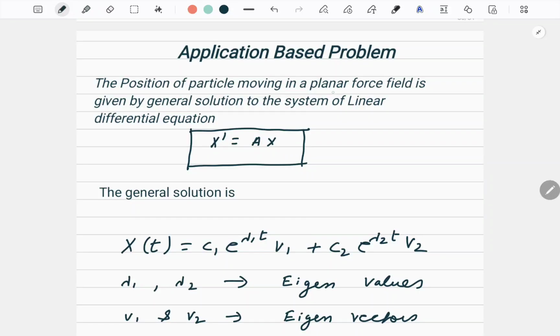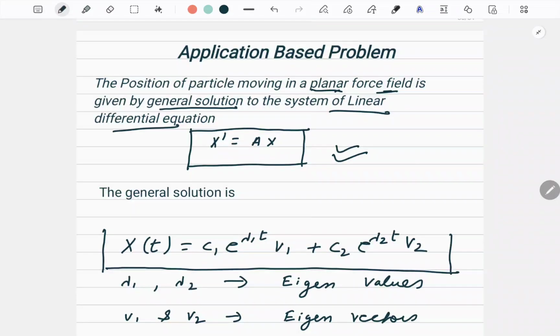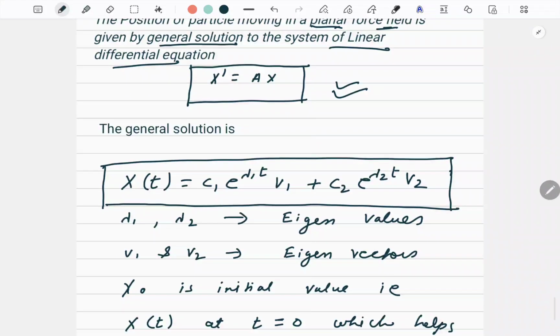in a planar force field, right, then its position is given by the general solution to the system of linear differential equations x dash is equal to ax. This differential equation will give me the solution. I am talking about the planar force field, and the general solution of this equation is given by this particular expression. We are not going into the depth of the derivation of this. We will only be using it by solving eigenvalues and eigenvectors.